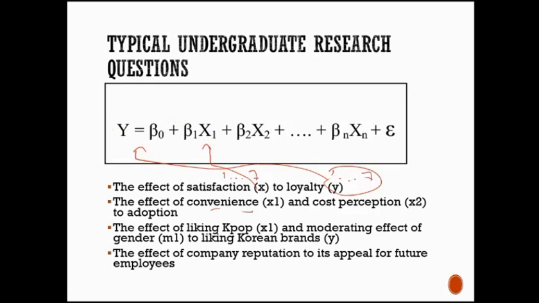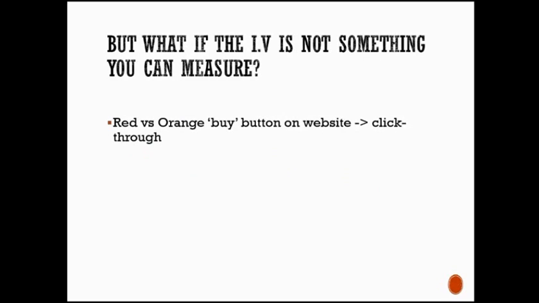That's fine. However, what if your IV, your independent variable, your X, is not something that you can measure, right? So for example, if you want to test whether in a website you have the buy it now button, right? Usually in shopping websites. If you want to see whether a red button or orange button produces the most click-through or the most purchases in the website, how do you measure the X? You can't measure how red it is from 1 to 7, right? So the answer to this is that you experiment on it.